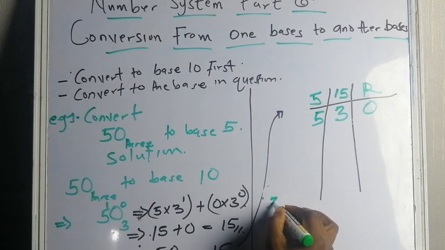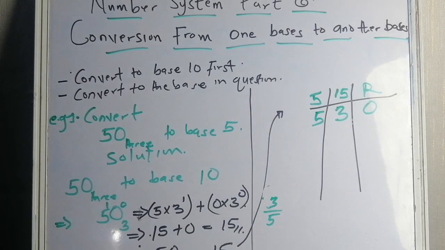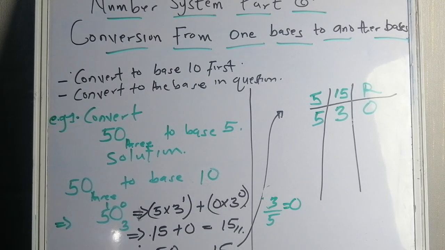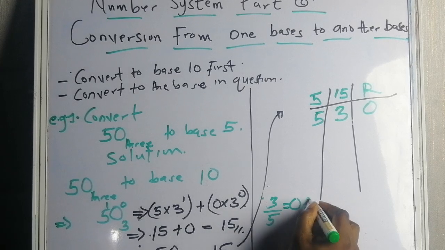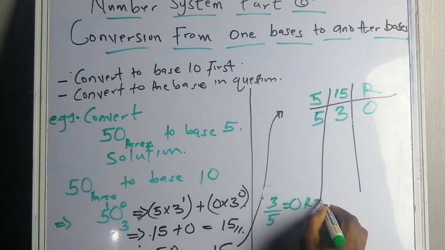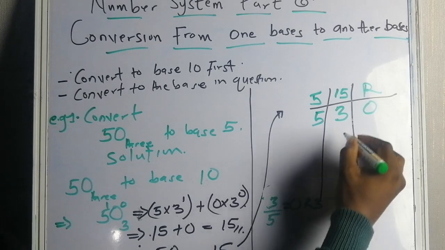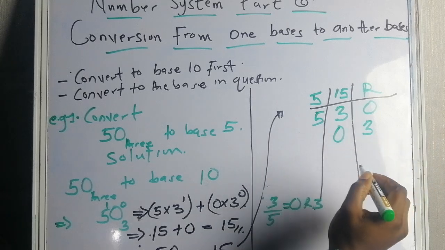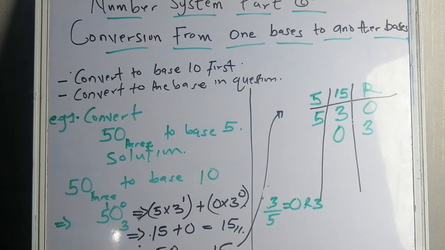So this one is the same thing as saying 3 divided by 5. Is it possible? No. So it means that this is not possible. This will be 0 at the end of the day. You'll be getting 0 point something something, so it will be 0. So what's the remainder here? The remainder will be 3. So it means this one is 0, and the remainder was 3.